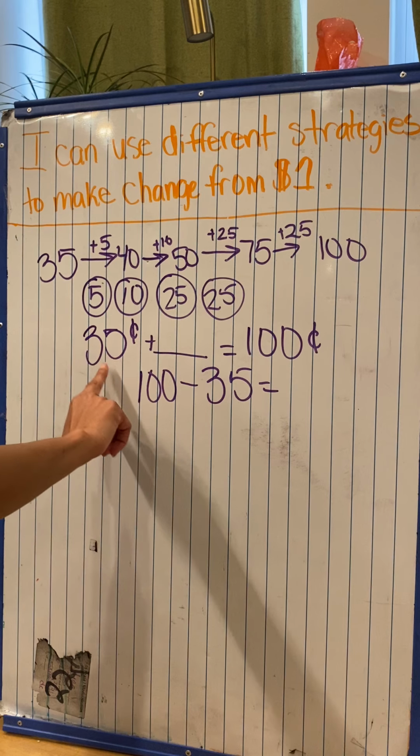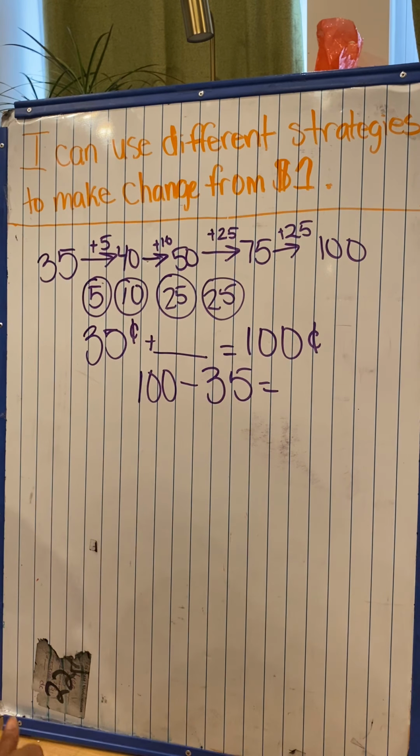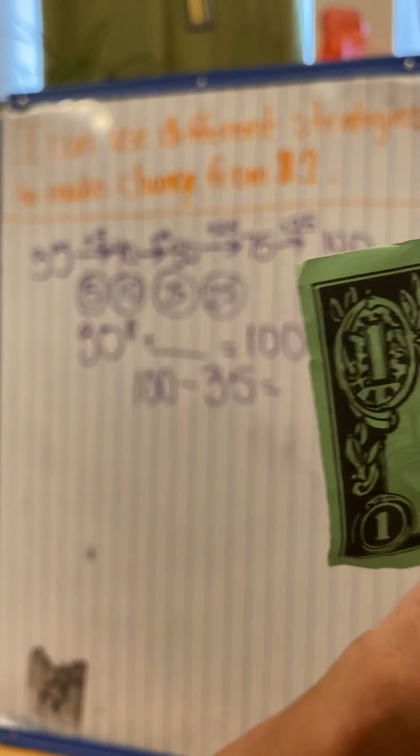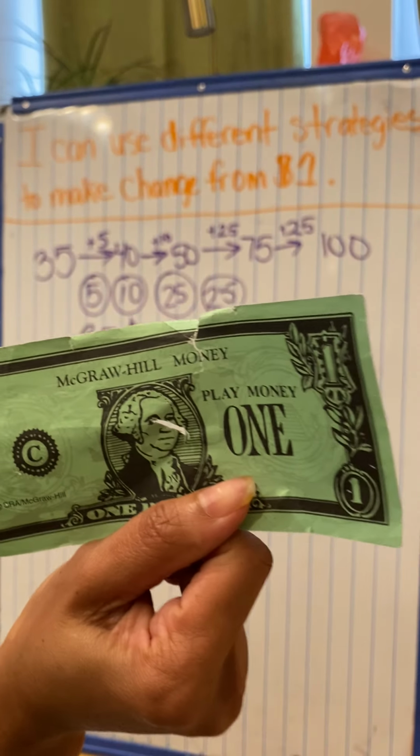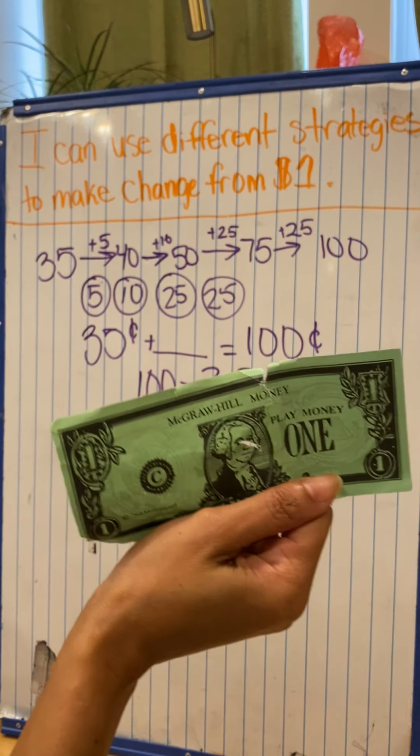So as you can see, I wrote my number sentence. 35 plus blank equals 100. Yes, 100 cents is just shown as the number 100. We know that we are talking about cents. $1 can be a whole too. We're counting up to $1. That is the same as 100 cents or just 100. So here's my dollar bill. Everyone see my dollar bill? Okay. I have $1 in my hand.